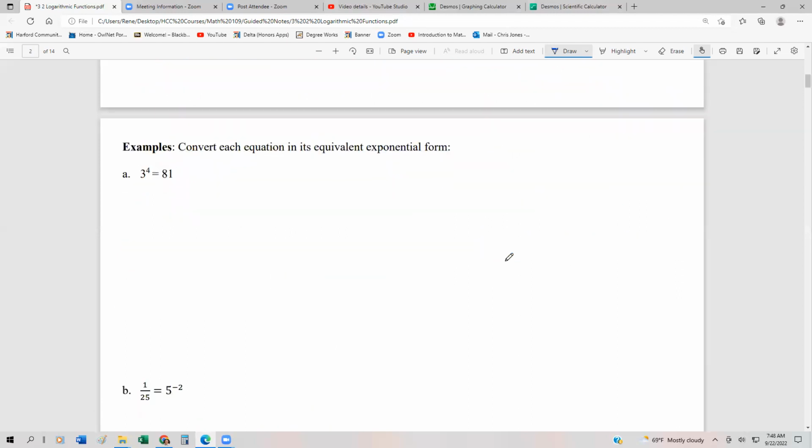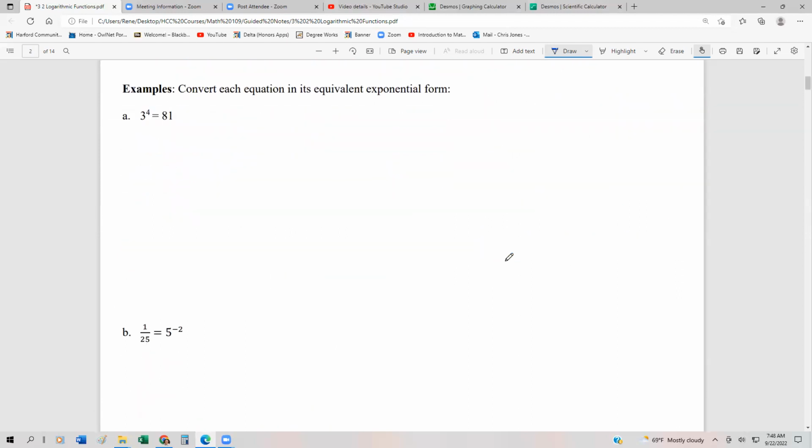Okay. All right, so in our next video, we're going to go the other way, where we convert into logarithmic form, all right? And then we can start evaluating some of these logarithmic expressions.